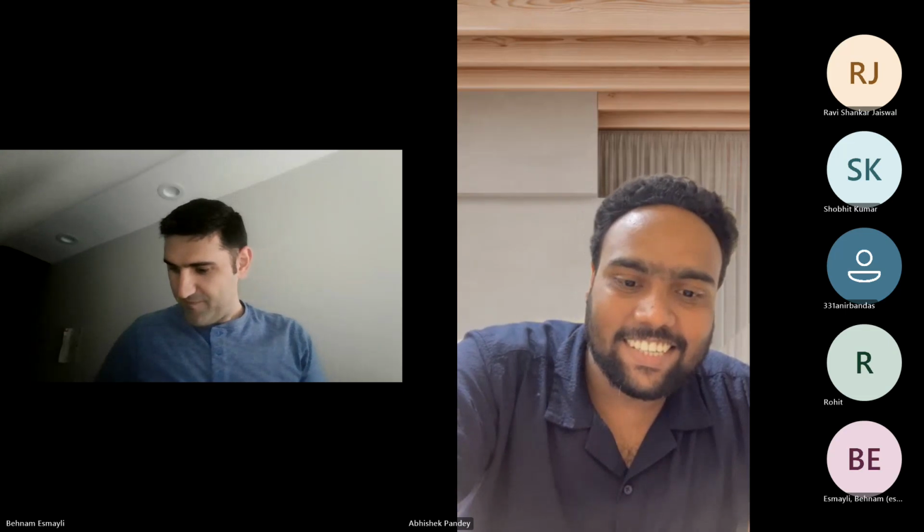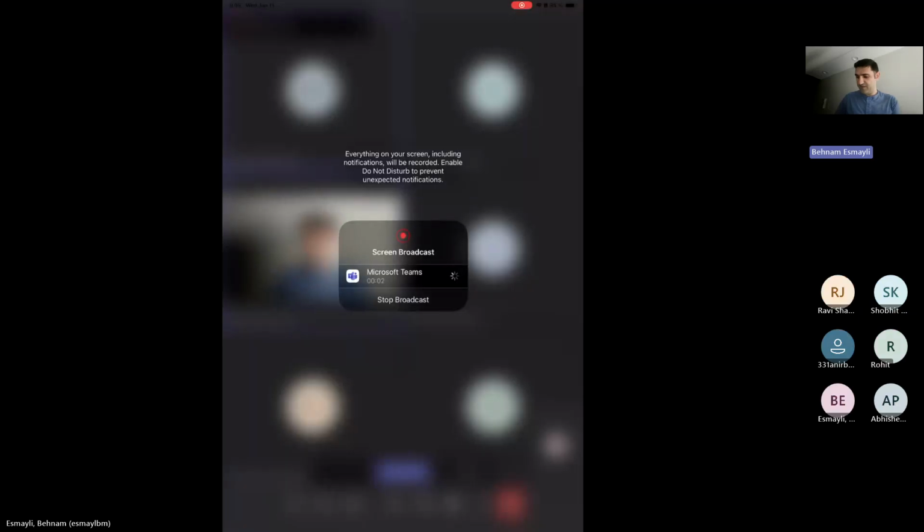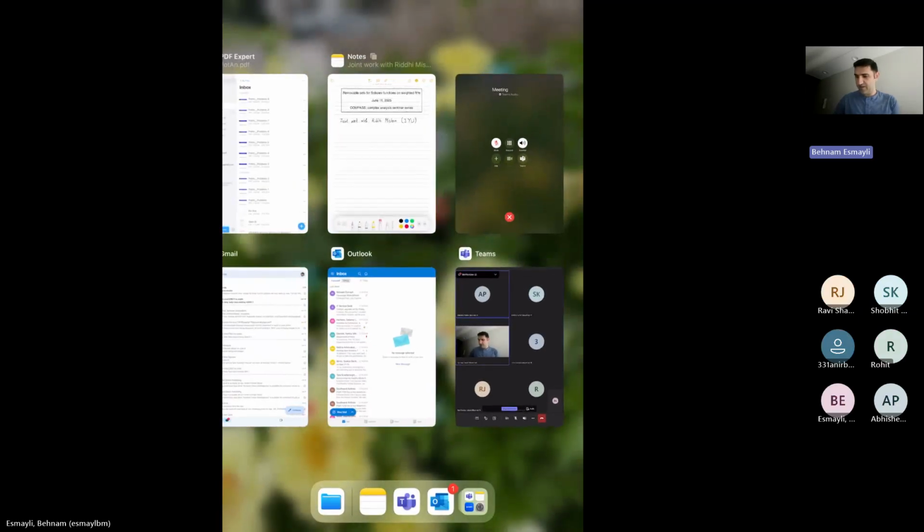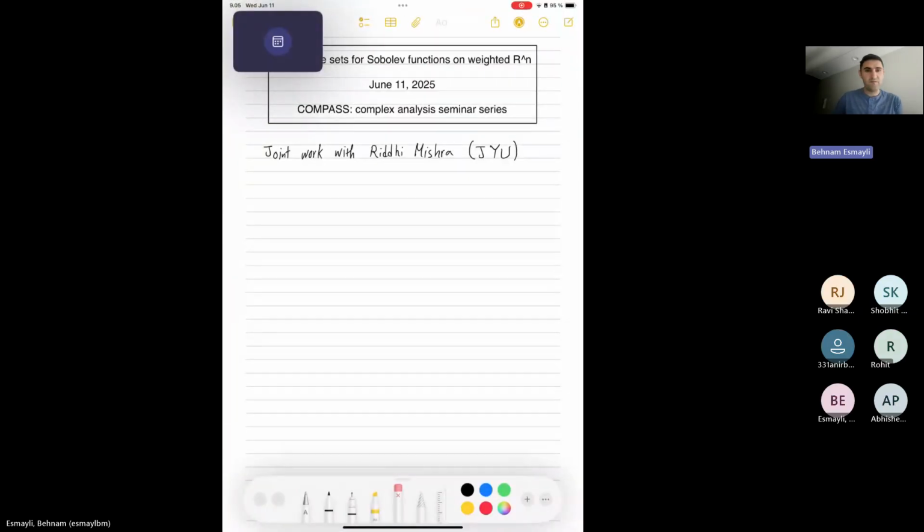So I will begin with a quick recall of what weighted Sobolev functions were and the two approaches to their definition. And then I will define what we mean by removability of a set, and then talk about a recent work I completed with Riddhi Mishra from JYU, University of Jyväskylä in Finland. Please again, feel free to interrupt at any moment for any questions.